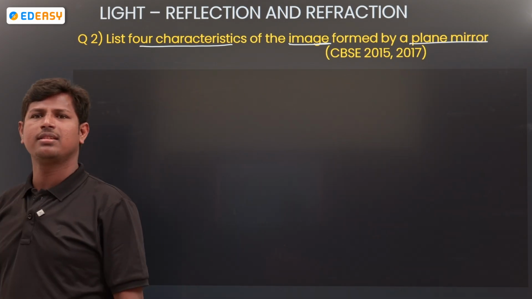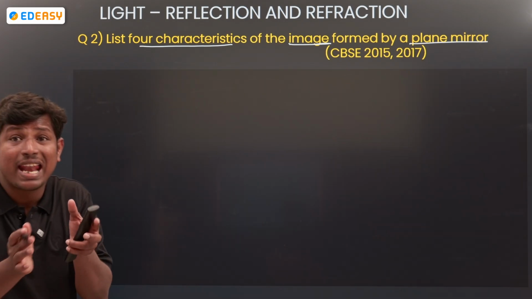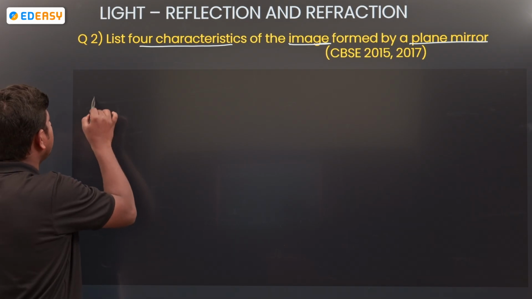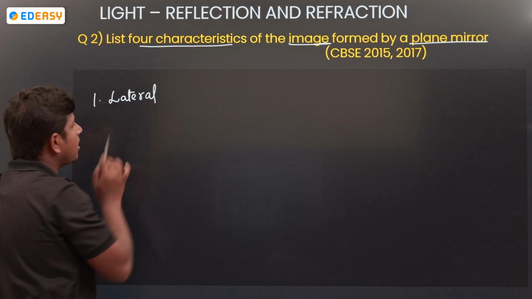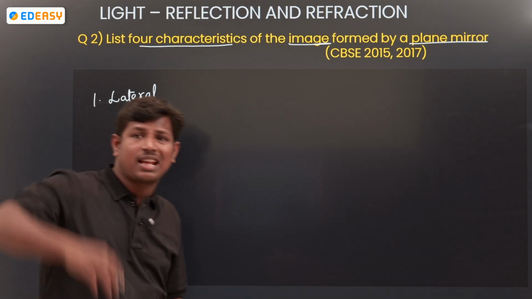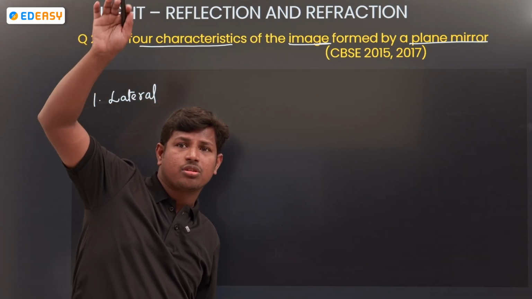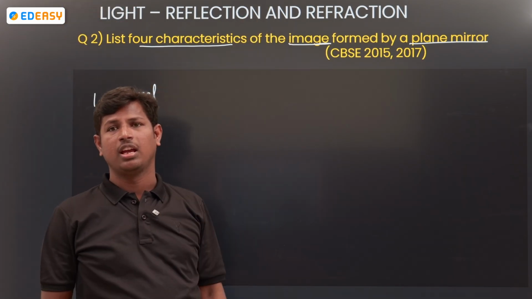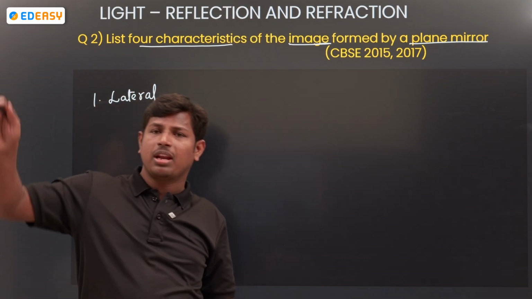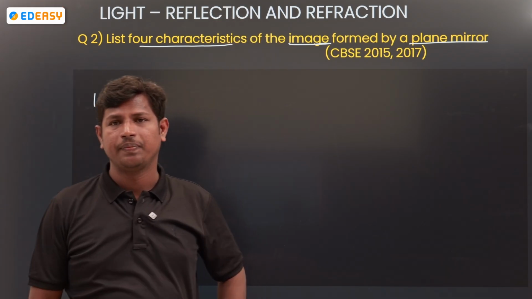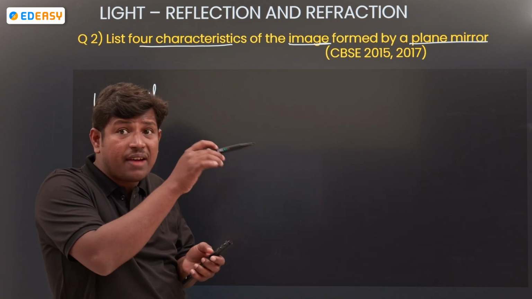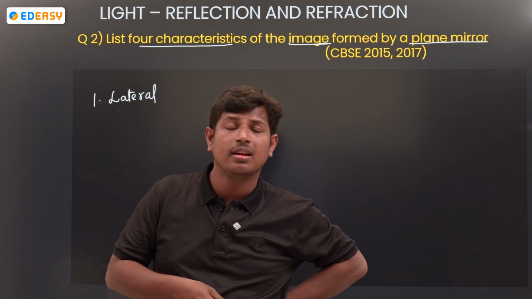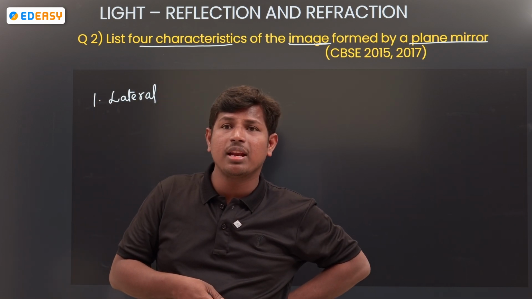Next, list four characteristics of the image formed by a plane mirror. What characteristics does a plane mirror have? Lateral inversion. This is the lateral inversion property. If you raise the right hand, in the mirror it shows the left hand. If you raise the left hand, in the mirror it shows the right hand only. Yes, clear.